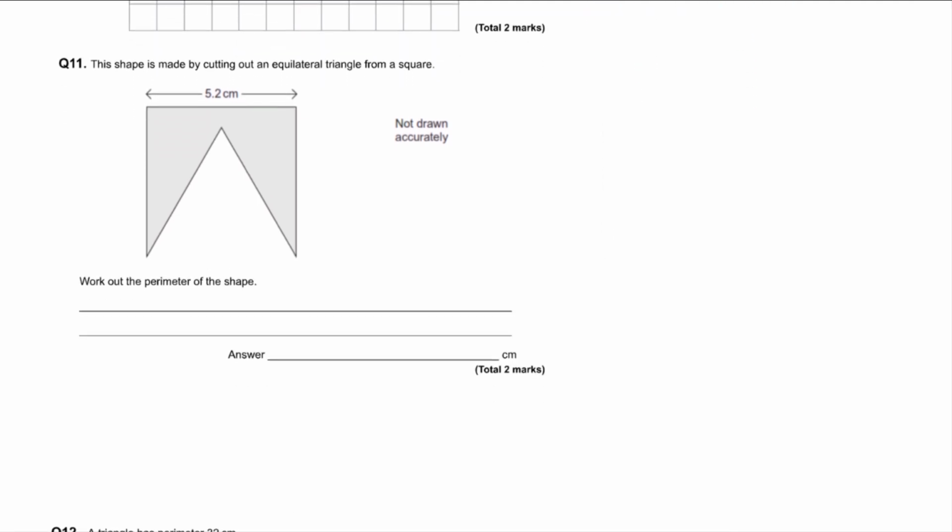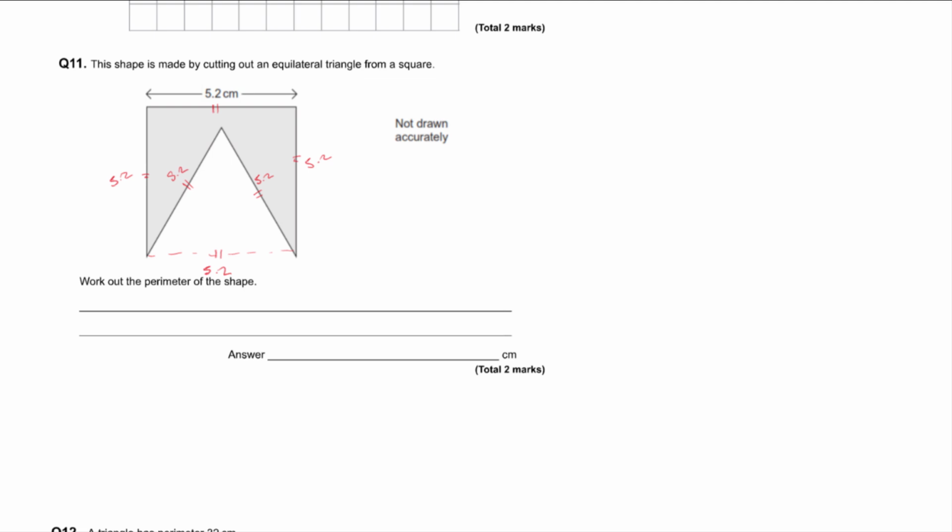Question 11. This shape is made by cutting out an equilateral triangle from a square. Work out the perimeter of the shape. Okay, so the equilateral triangle must have had a baseline here then, isn't it? Now I know that all the sides of an equilateral triangle are the same, and the base of this equilateral triangle is the opposite side of my square, isn't it? So that side there must be equal to that one there, so that one must be 5.2 as well. But because this is an equilateral triangle, then that must be 5.2 and that must be 5.2 as well. Okay, and because it's a square, this must be 5.2 and this must be 5.2 as well.